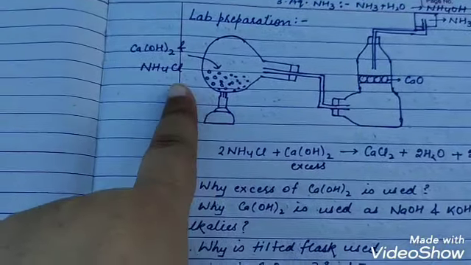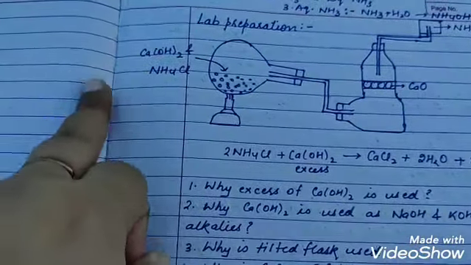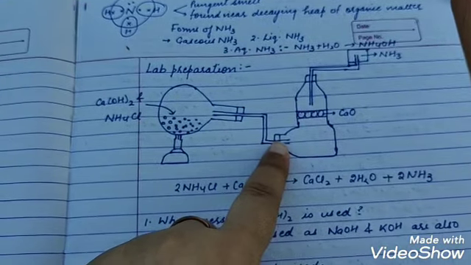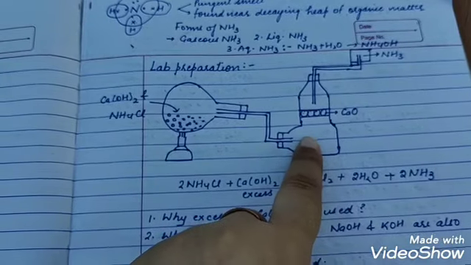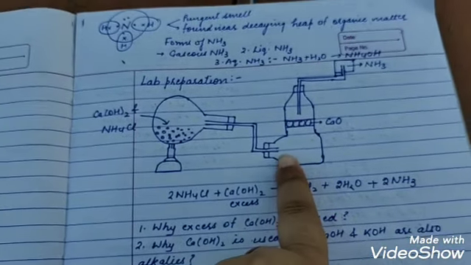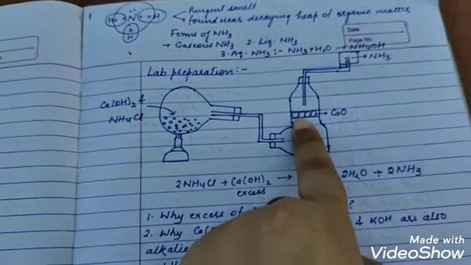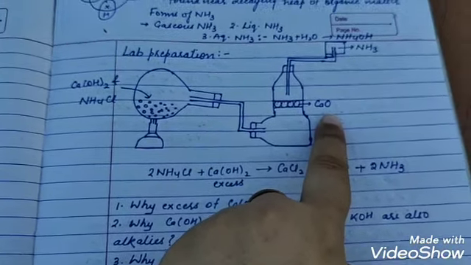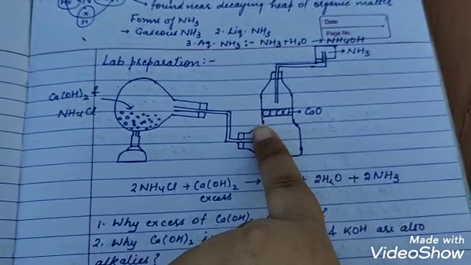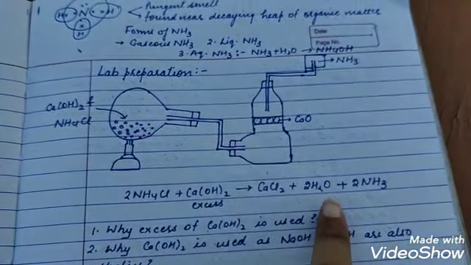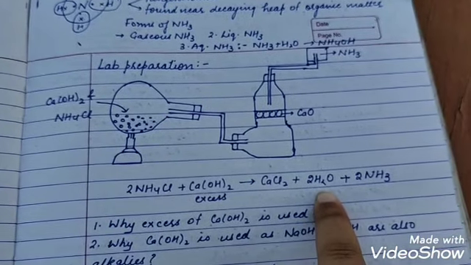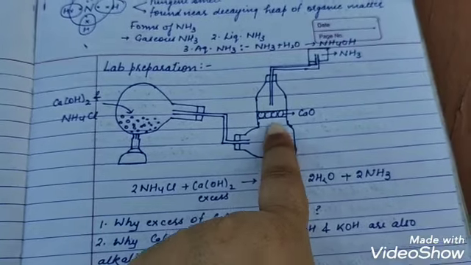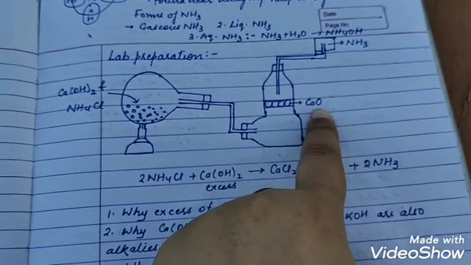A tilted flask is used, in which we have taken Ca(OH)2 and NH4Cl. From this, one delivery tube is going, as you are watching, into this empty flask. Because ammonia is lighter than air, it will go upward. There is CaO. CaO is a drying agent. Here ammonia will get dry because water vapors are also forming. So ammonia and water vapor both are coming up and will go to the CaO.